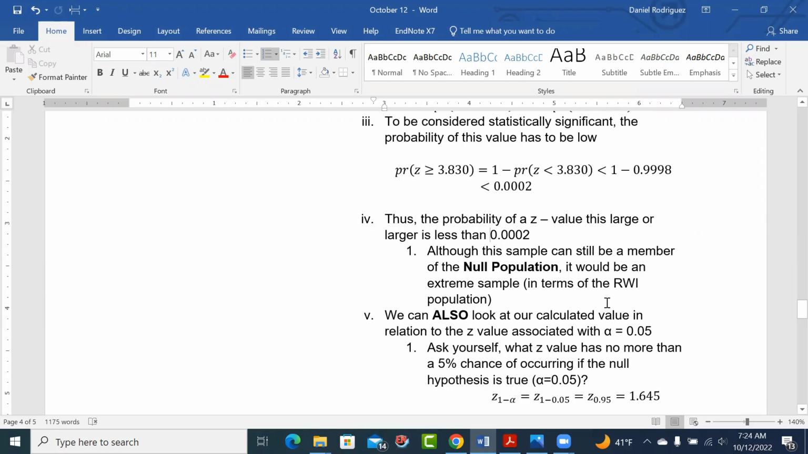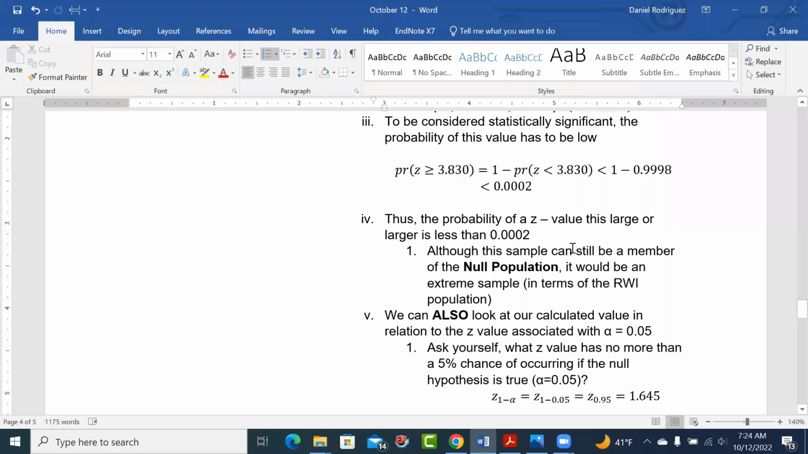That means if the null hypothesis is true, the probability of observing a value of 3.830 or greater is somewhere less than 0.0002, right? Or if you multiply that by 100, it's 0.02%. It's very, very unlikely to occur.